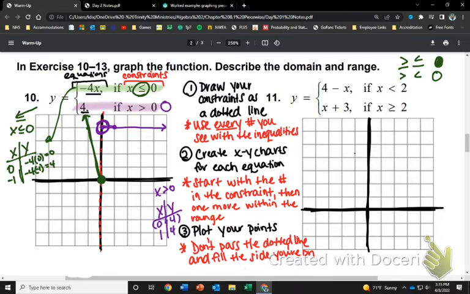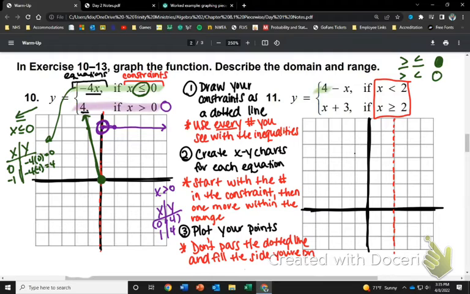So step 1, draw your constraints as a dotted line. Okay, so these are my constraints. I only see one number, and it's a 2. So I'm going to put my dotted line at 2. Step number 2, create your XY charts for each of your equations.